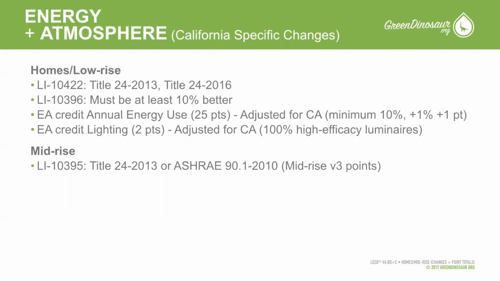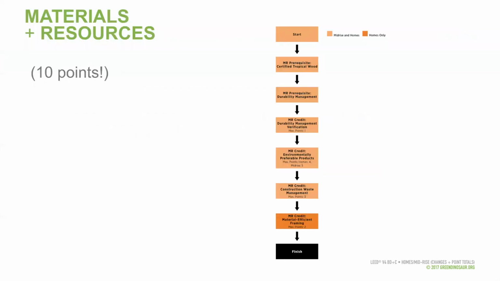For the lighting credit in the prescriptive path for homes only, you can get 2 points for installing 100% high efficacy luminaires as defined in CalGreen. For mid-rise projects, you use the mid-rise version 3 point scale, and you can use either Title 24 2013 or ASHRAE 90.1 2010.